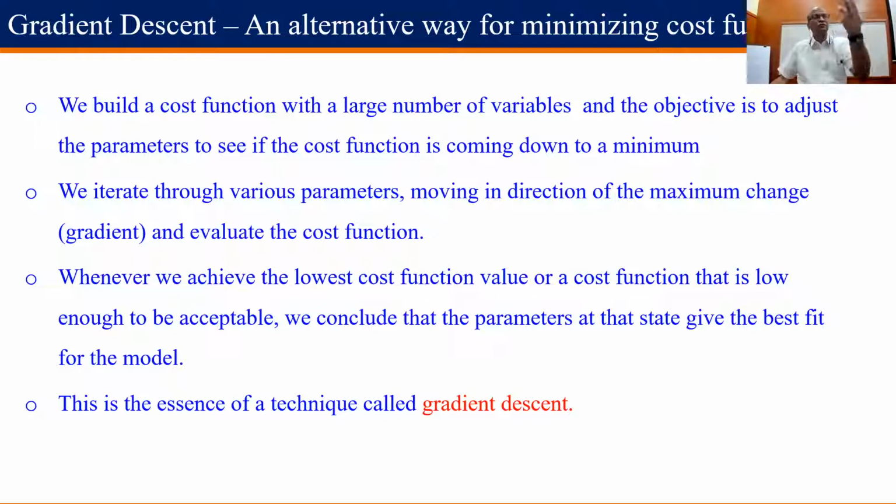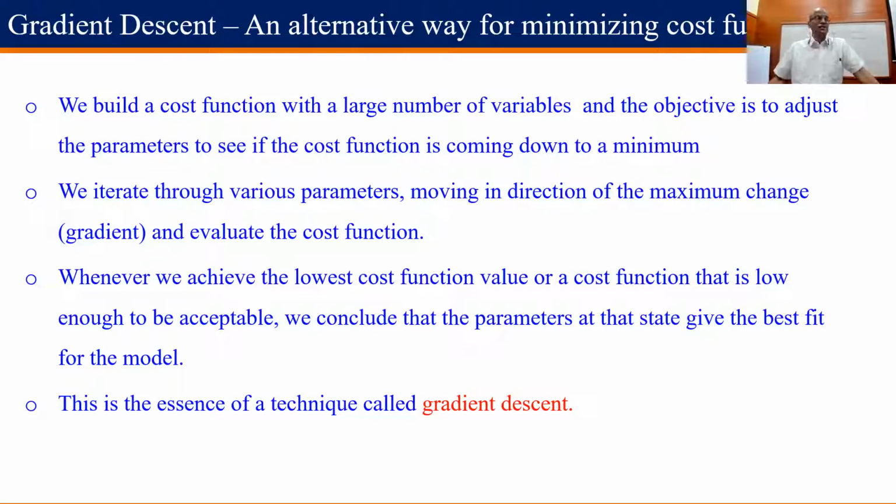So therefore, you'll have to start with a set of parameters, and then there'll be some cost. And then how do we move around? How do we navigate through these parameters such that the cost function or your error, least square error, loss function or whatever, the way you call it, keeps decreasing, okay? So we iterate through various parameters, moving in the direction of maximum change. The maximum change goes in the orthogonal direction. That is the result which we have from vector calculus. And then evaluate the cost function.